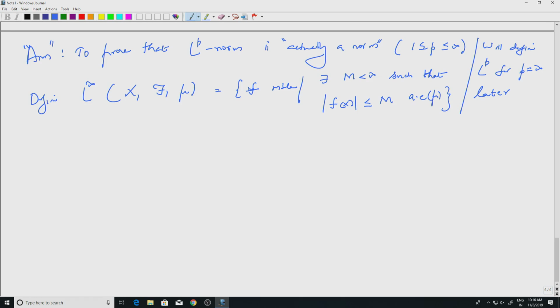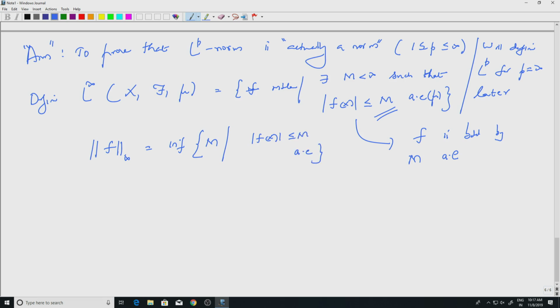So, this says that f is bounded by the constant function m almost everywhere. There may be a set of measure 0 where f is bigger than m, f may be infinity there, it does not really matter. But what should be the L infinity norm? Well, this is the infimum of all such m's. You take the smallest value m which works, such that mod f of x is less than or equal to m almost everywhere. So, that is what we mean by the L infinity norm.